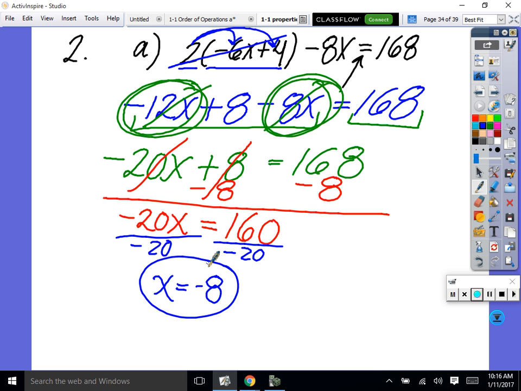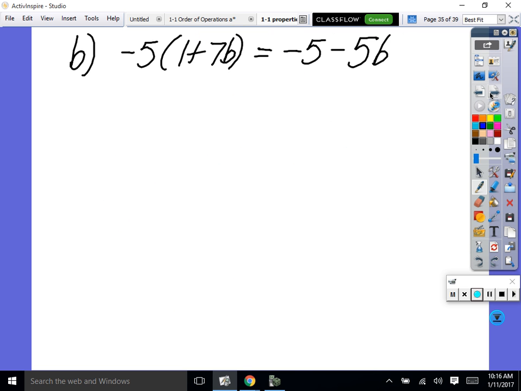Questions? Okay, let's do another example. Here we go, 2b. Parentheses does come first, but do you see how we have 1 plus 7b, and there's nothing we can combine, correct? This is 2b on your notes. So we can't combine 1 plus 7b. Okay, so what comes next?